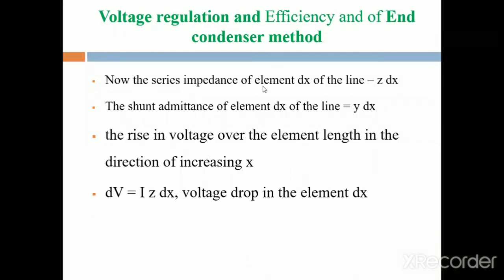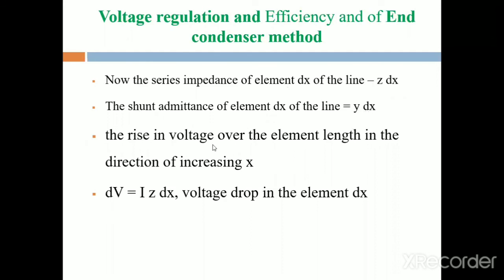Now the series impedance of the element dx of the line is z dx. The shunt admittance of the element dx of the line is y dx.